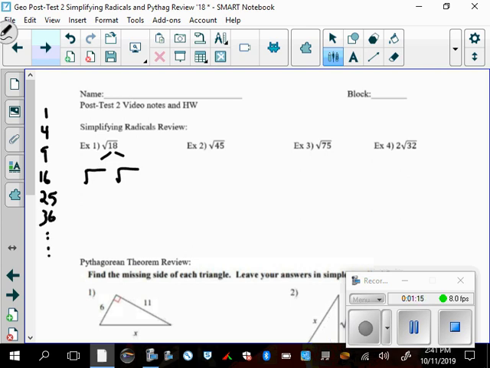If we used our calculator, we could go y equals x squared to figure that out. Okay, so if I'm looking at 18, the perfect square that goes into it is 9, and it goes into it 2 times. And the way that we're simplifying it is the square root of 9 gives me 3 radical 2.